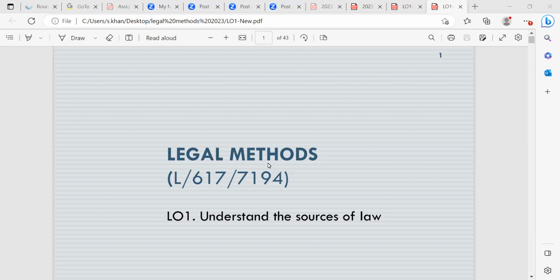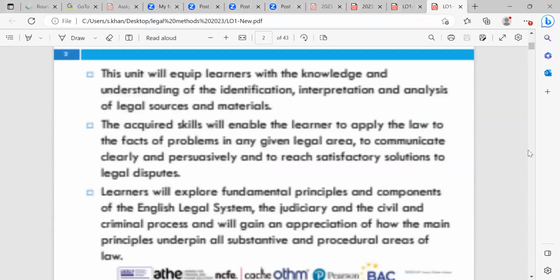Today's session is on legal methods, and we're looking at learning outcome 1, which is to understand the sources of law in the UK.